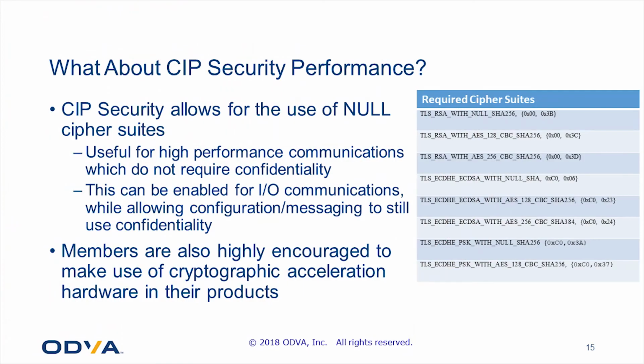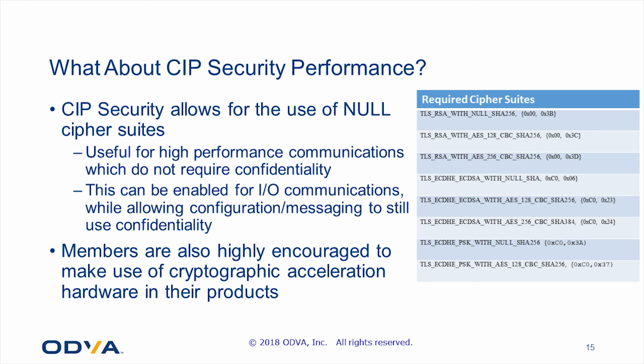Okay, so a question that always comes up when talking about this, and it's obviously a big concern for people who are using industrial protocols, is what about the performance of CIP security? So that's obviously something that people are sensitive to, and within ODVA, we've tried to do a couple things to try and mitigate that a little bit. So the first thing is that CIP security allows for the use of null cipher suites. So if you're not familiar, a null cipher suite is basically a cipher suite that doesn't allow for confidentiality. So it has the HMAC on it, so you have the integrity of the communications well protected. It still has the authentication through either a pre-shared key or a certificate handshake, but it doesn't have the AES encryption. So you allow the communications to go in the clear, but you still have the integrity.